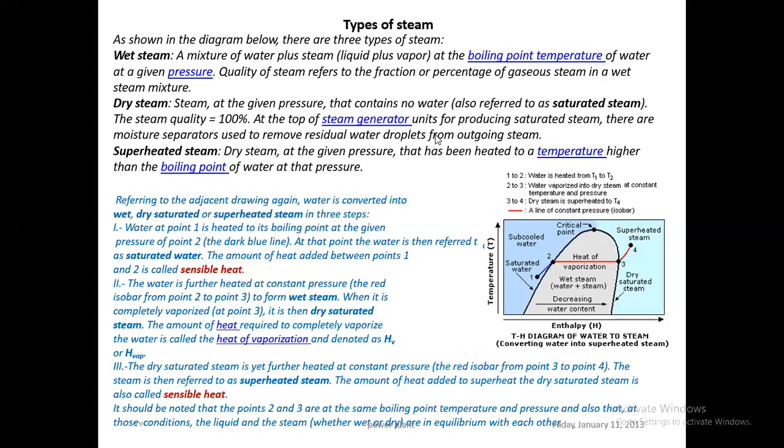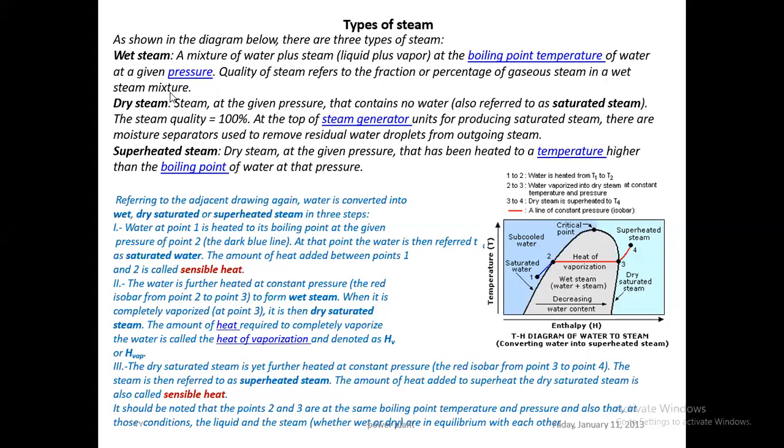Okay, continue करते हैं हम सेशन को. In the last session we discussed the wet steam that we collect. We are talking about steam at the boiling point temperature of water at a given pressure. Quality of a steam refers to the fraction or percentage of the gaseous steam in a wet steam mixture.